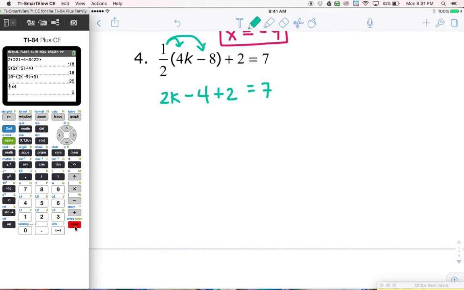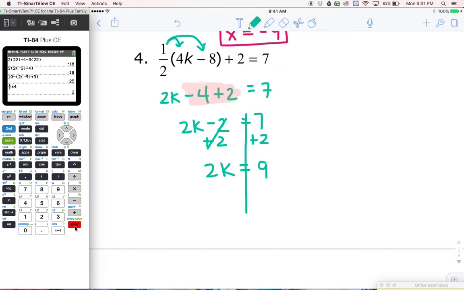Okay, again, these are like terms, right? I can combine these two terms right here. So really what I've got is 2k, -4 plus 2 is -2 equals 7. Now we're going to start solving, right? Nothing else we can do to simplify, so now we can start solving. Now notice this -2 is a negative, so we're going to add 2 this time. Remember, your goal is to get 0. So -2 plus 2 is 0. Same thing on the right side, and we get 9 over there. So we've got 2k is equal to 9.